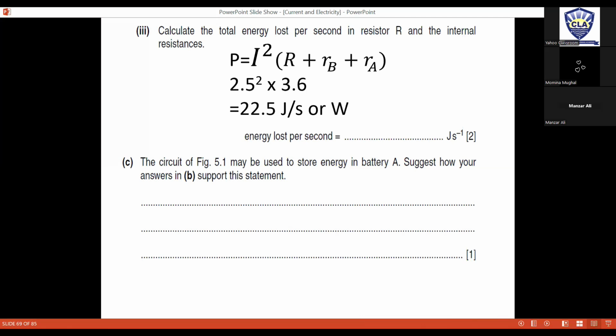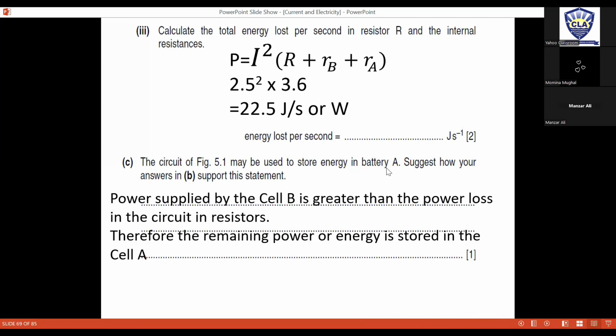Observe, power supplied by the battery was 30 watt, but power loss in resistors is only 22.5 joules per second. Where has the remaining power gone? Can this circuit be used to store battery? Yes, of course, because the power supplied by cell B is greater than the power loss in the resistors, so the remaining power will be stored in the cell A.